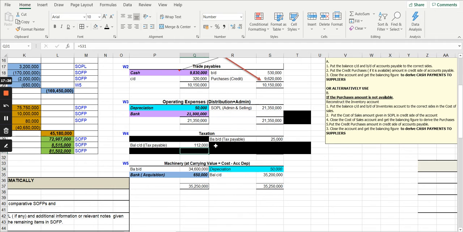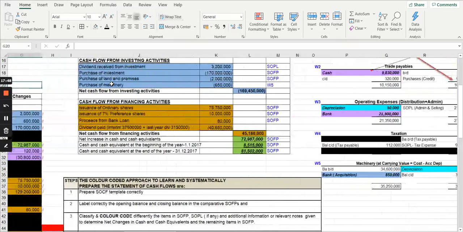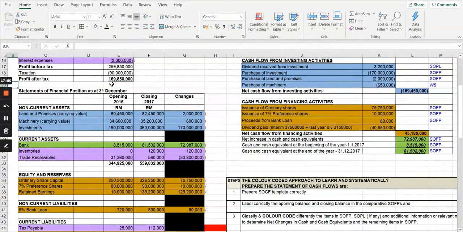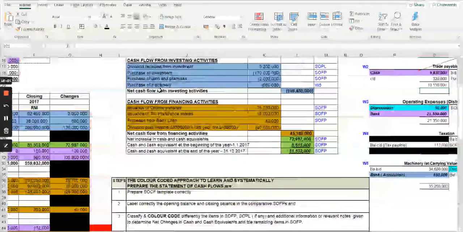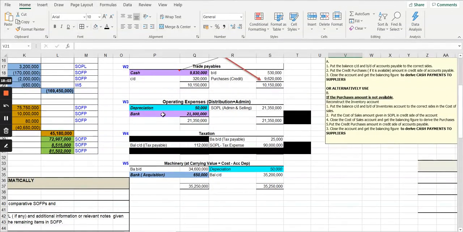Then go on looking at the tax expense. Where do you get your tax expense? The tax expense is the one in the statement of profit or loss. So you go to the statement of profit or loss, which has this tax expense here. Take that and put it on the credit side of your tax payable. When you do that, you have 90 million there.